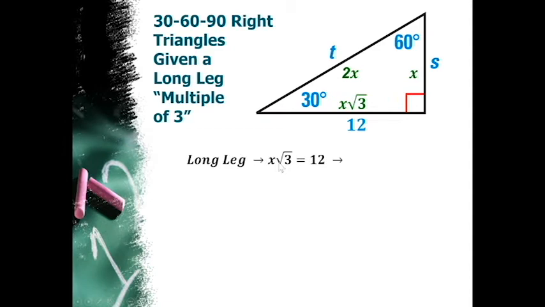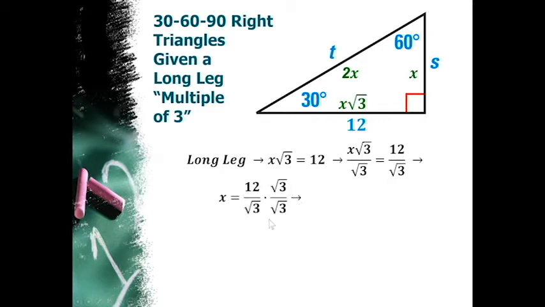To get there, the thought process behind it is that we're going to divide both sides by root 3. The reason we're going to divide is because this is multiplication over here. To get rid of multiplication, we divide both sides by the same number. So we're going to divide by root 3. That cancels out the root 3's on the left side of this equation, and we end up with 12 over root 3.